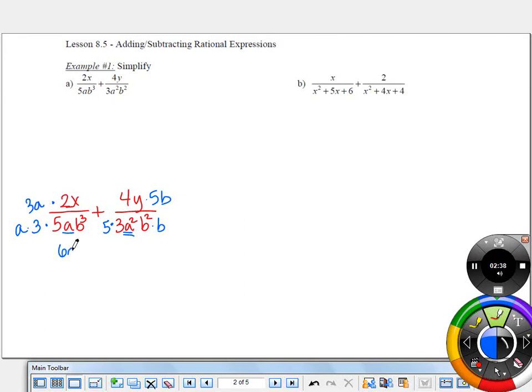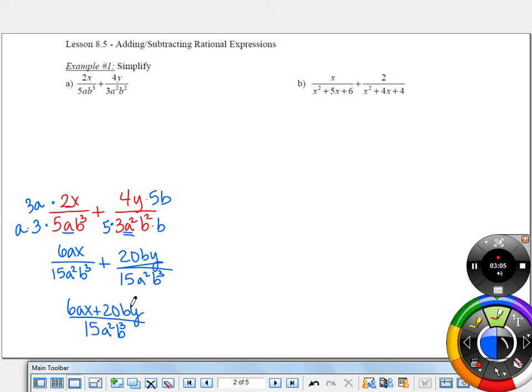So I have 6ax over 15a squared b cubed plus 20by over 15a squared b cubed. You see the common denominator, so I'm confident that I can now add the fractions together. And my numerator is going to be 6ax plus 20by. Now, whether or not this can be simplified, I cannot combine the terms in the numerator because they are not like terms. However, they do have a common factor.